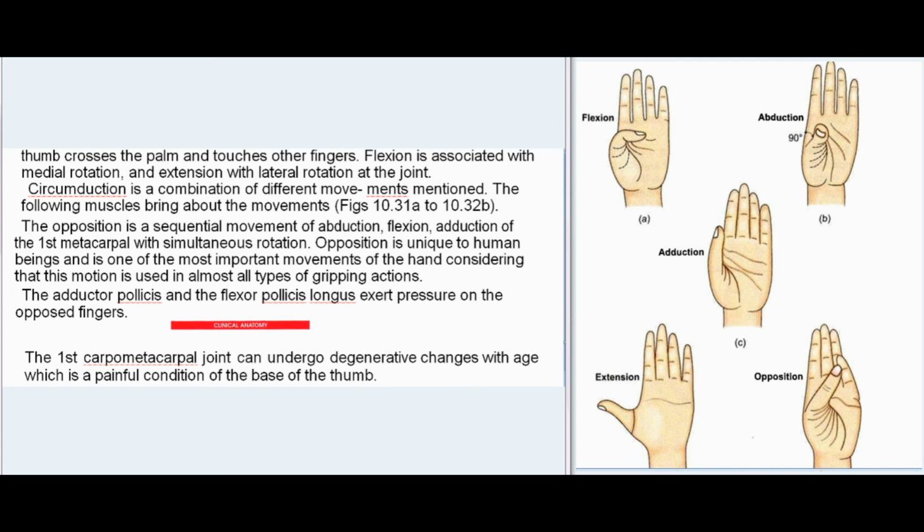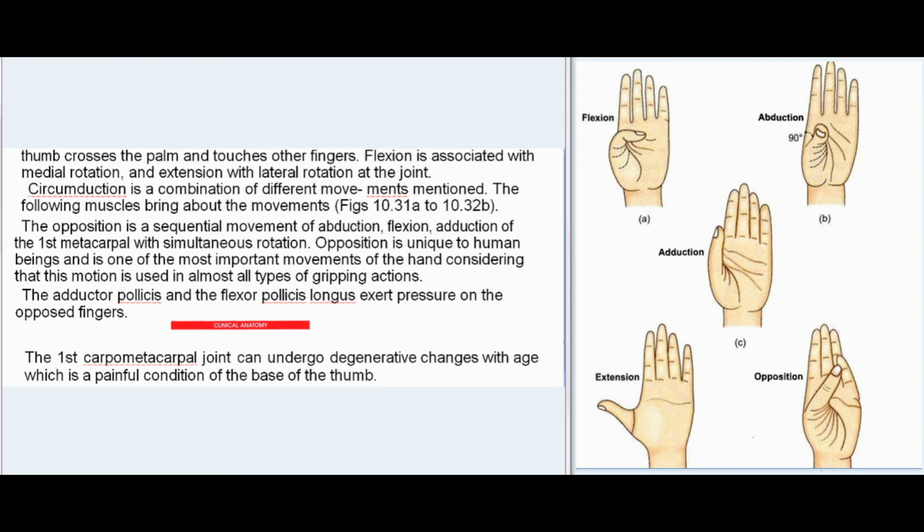The following muscles bring about the movements, Figs 10.31a to 10.32b. The opposition is a sequential movement of abduction, flexion, adduction of the first metacarpal with simultaneous rotation. Opposition is unique to human beings and is one of the most important movements of the hand considering that this motion is used in almost all types of gripping actions. The adductor pollicis and the flexor pollicis longus exert pressure on the opposed fingers.